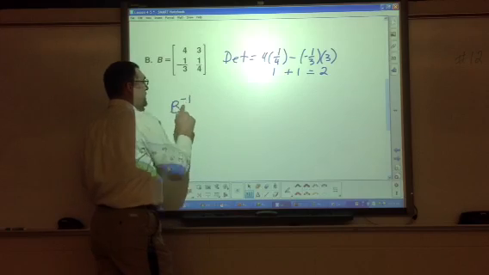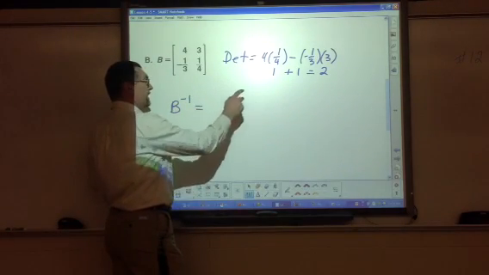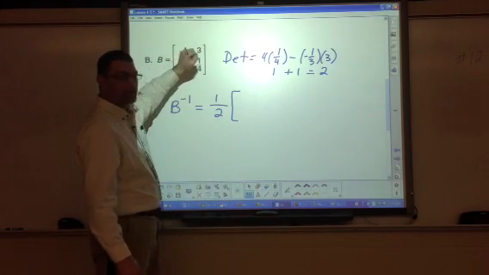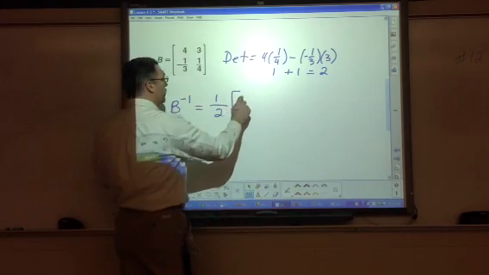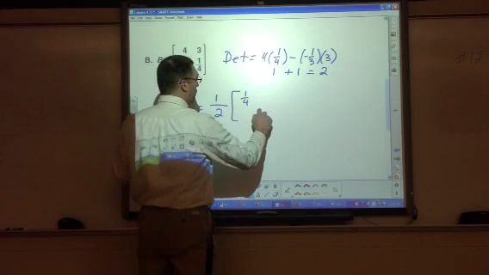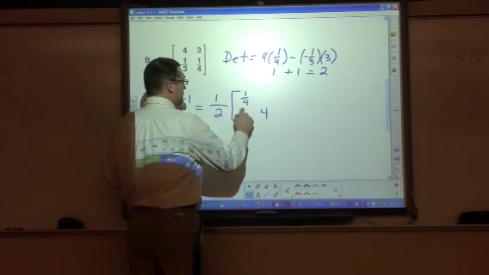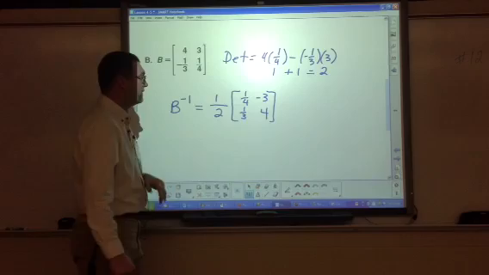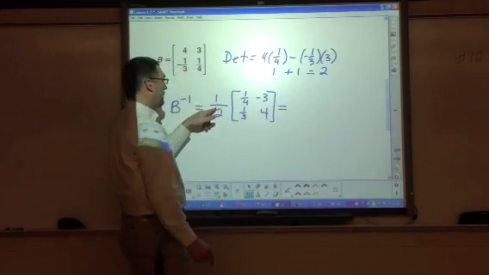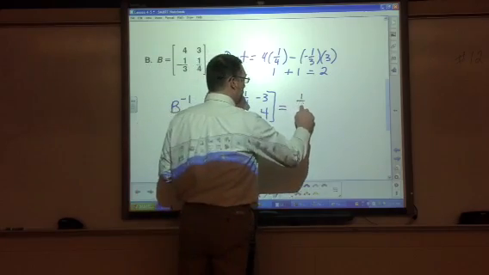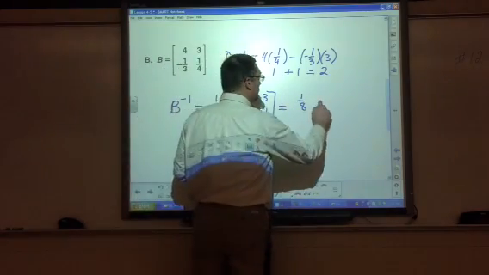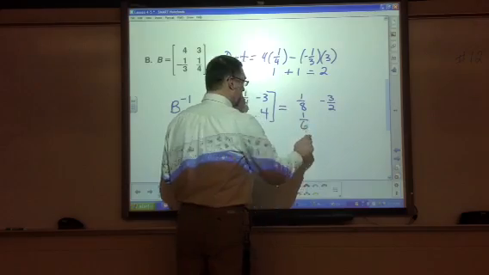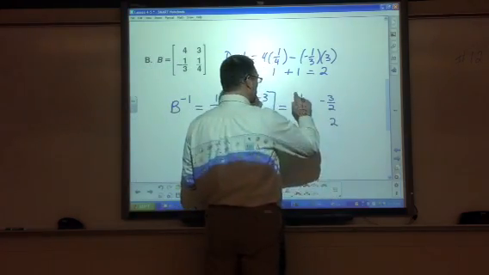So to find B inverse in this case then, we take 1 divided by the determinant and then multiply it by our matrix, the change that we're supposed to make in this matrix. So we switch the top left and bottom right corners, and then we make the other two the opposite. So this negative 1/3 becomes a positive 1/3, that positive 3 becomes a negative 3. And then we multiply. 1/2 times 1/4 is 1/8. 1/2 times negative 3 is negative 3/2. 1/2 times 1/3 is 1/6. And 1/2 times 4 is 2.